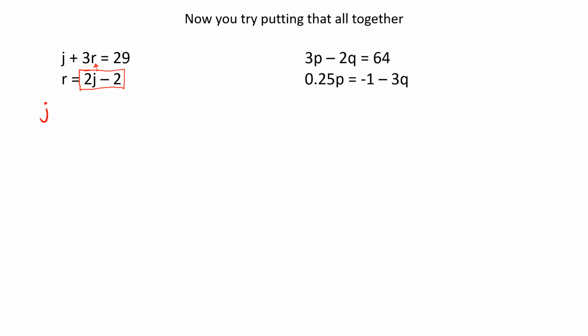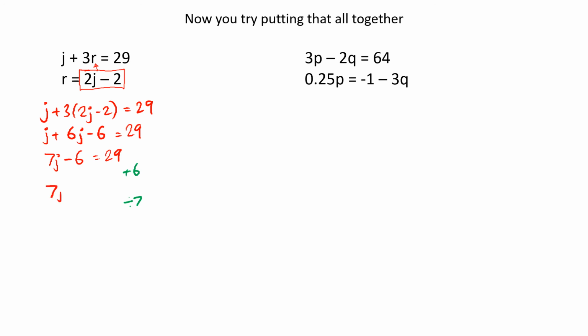We would have j plus 3 lots of 2j minus 2 is 29. And then we've got to go through the normal procedure of expand our bracket. Done. Collect our terms together. Done. And then we want to make j the subject, obviously. We're going to need to add 6, and then we're going to need to divide by 7. You don't need to write that on the side ahead of time. I just don't like changing pen color too much.